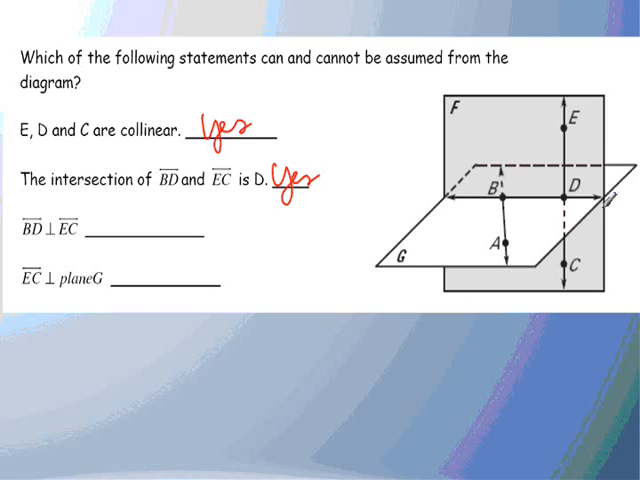All right, do I know whether these are perpendicular? No. Do I know whether anything is perpendicular? Not unless I see that little box that indicates a right angle. So no, nothing about any type of measure or length can I assume.